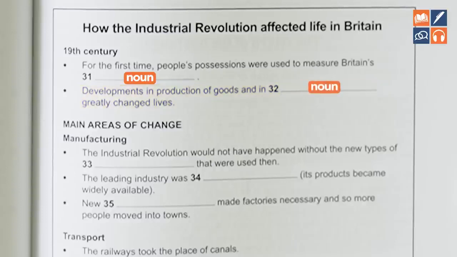And when they are talking about production of goods, we know that the answer is going to be in and around that area. You can also predict the answer that might come up. It's not always going to be exactly what you predict, but often the case it is. So for the first time, people's possessions were used to measure Britain's wealth, prosperity, GDP. So before you even listen to this, you're thinking of the types of answers that might come up, and that makes it much easier to find the correct answer.